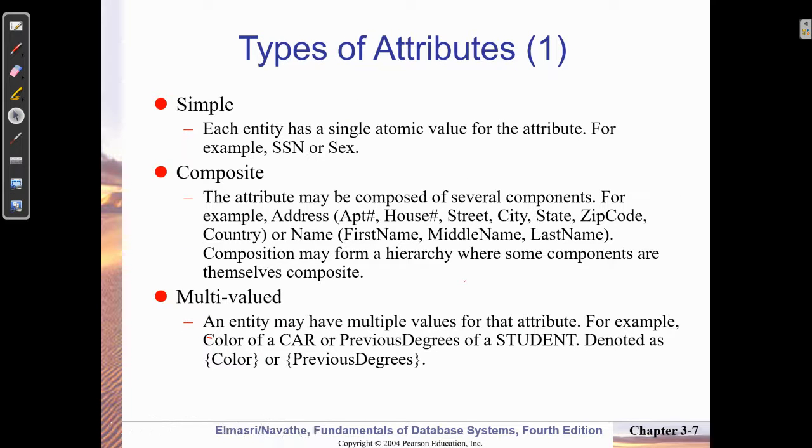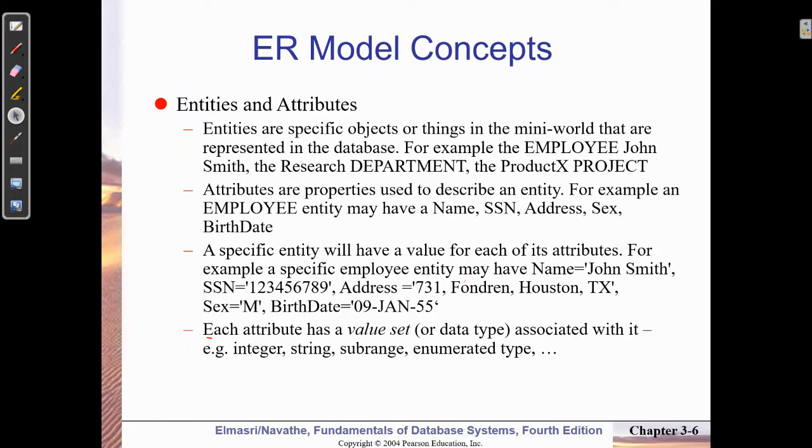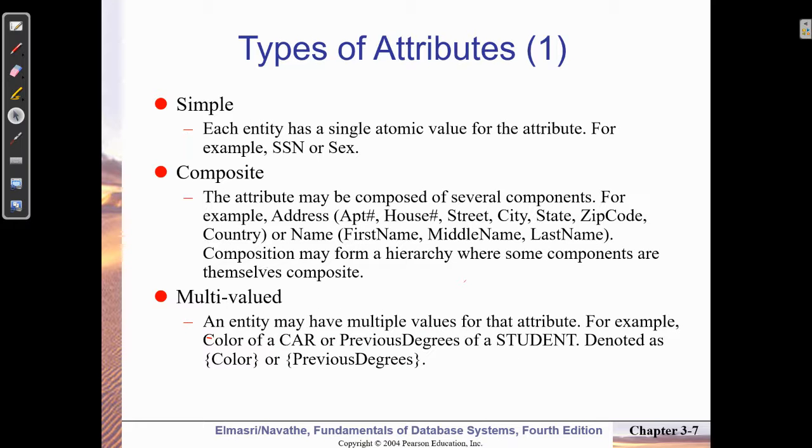Now, what are the different types of attributes? Try to understand what the different types of attributes are. Attribute type is different; types of attributes are different. The attribute types, the data types, or what we call the value set, are different from the types of attributes. If you look at the types of attributes, an attribute can be simple, composite, or multi-valued.